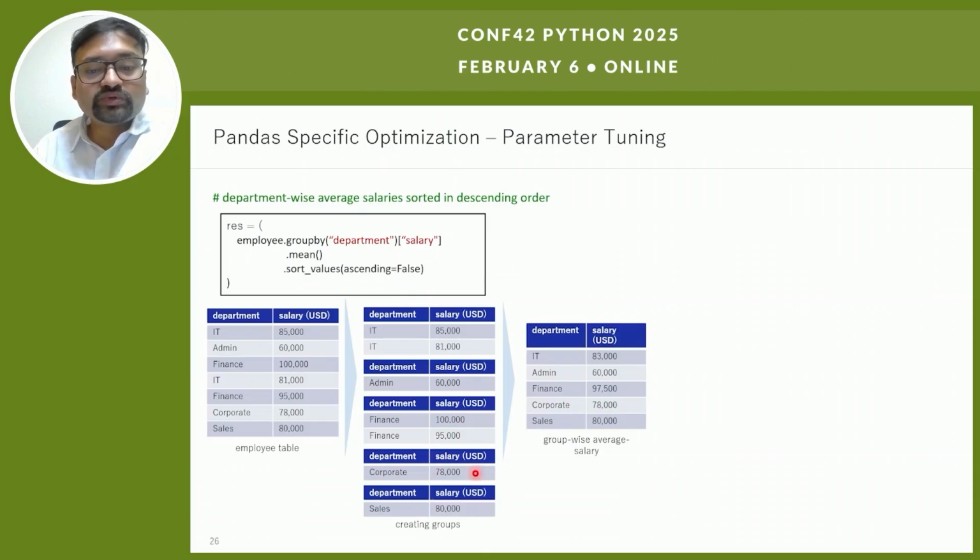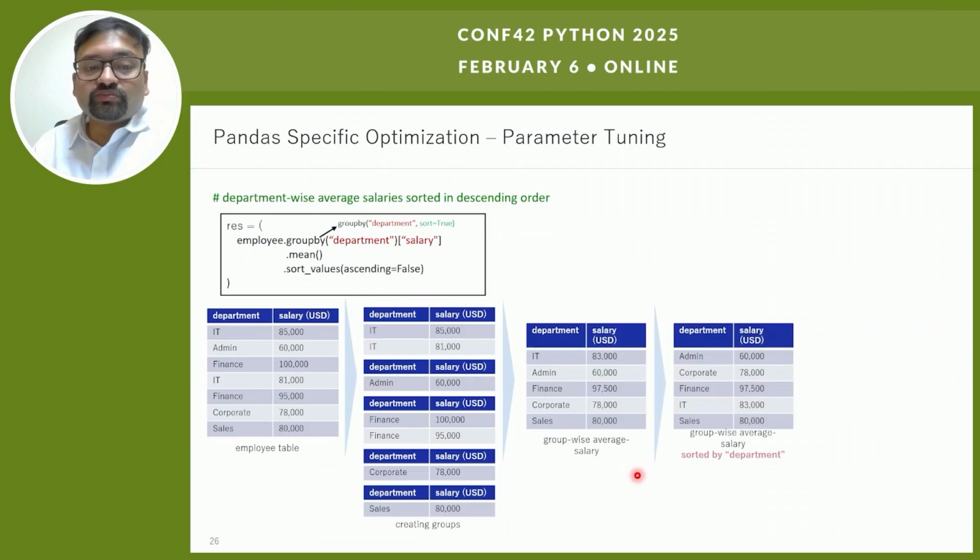So that is ideally the group by operation, but there is a hidden cost associated with it. The group by by default has a parameter called sort, and the value is true. What the sort parameter means is that it tries to sort the result of the group by based on the key column. Here the key is the department. So it will not only compute the group by aggregation but also sort the result by the key column. So admin will come first, followed by corporate, finance, IT and sales, sorted by the department.